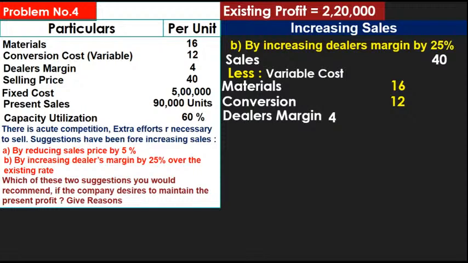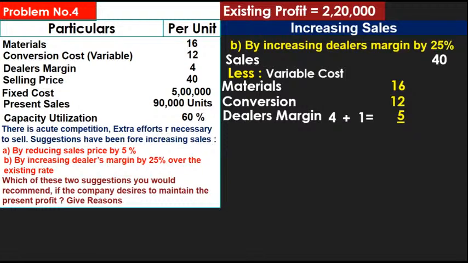the increase in dealer's margin. So increase the 4 rupees by 25%. Increasing the dealer's margin by 25% on rupees 4: 4 into 25 divided by 100. What is the increased dealer's margin? Commission rupee 1. This is the additional commission given to the dealer. 4 plus 1: what is the dealer's margin? Rupees 5, not rupees 4. Now the new dealer's commission is 5.